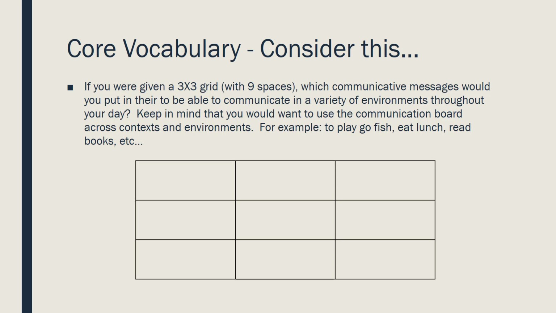Here's something to consider when looking at core vocabulary. If you were given a 3x3 grid with 9 spaces in total, what messages would you put in the grid to be able to communicate in a variety of environments throughout the day? Keep in mind that you would want to use your communication board across contexts and environments to be able to communicate a variety of messages.